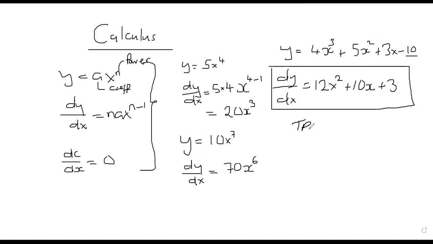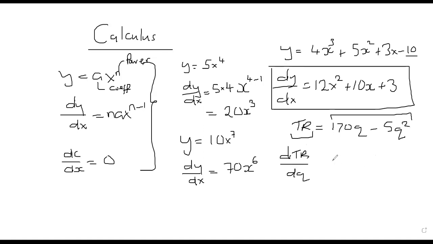We're going to look at another one, TR. We have 170q minus 5q squared. TR stands for total revenue. So we differentiate what is on the left side against the letter that is on the right side. So this is called the TR over the what? The Q, because Q is on the other side. TR stands for the total revenue. Anything with a T, when you differentiate it, the T becomes M. So this is called marginal revenue.